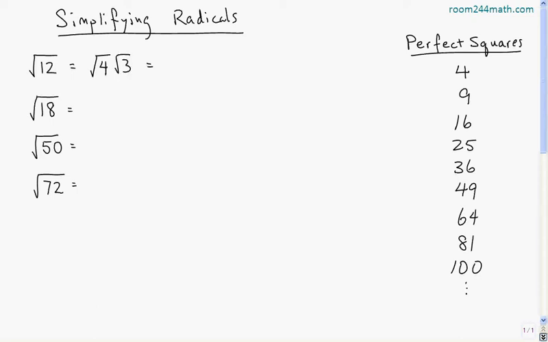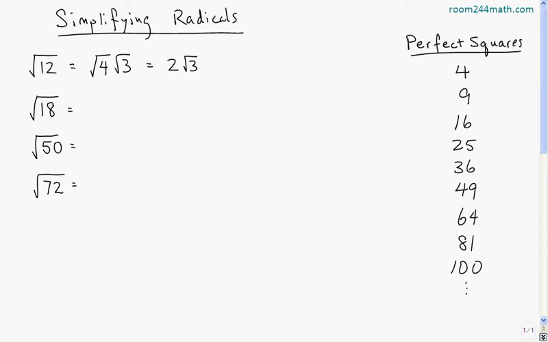And again, the point of pulling out a perfect square factor is that the square root of a perfect square is an integer. So root 4 can be replaced with 2. And we've now converted this entire radical into a mixed radical, 2 root 3.